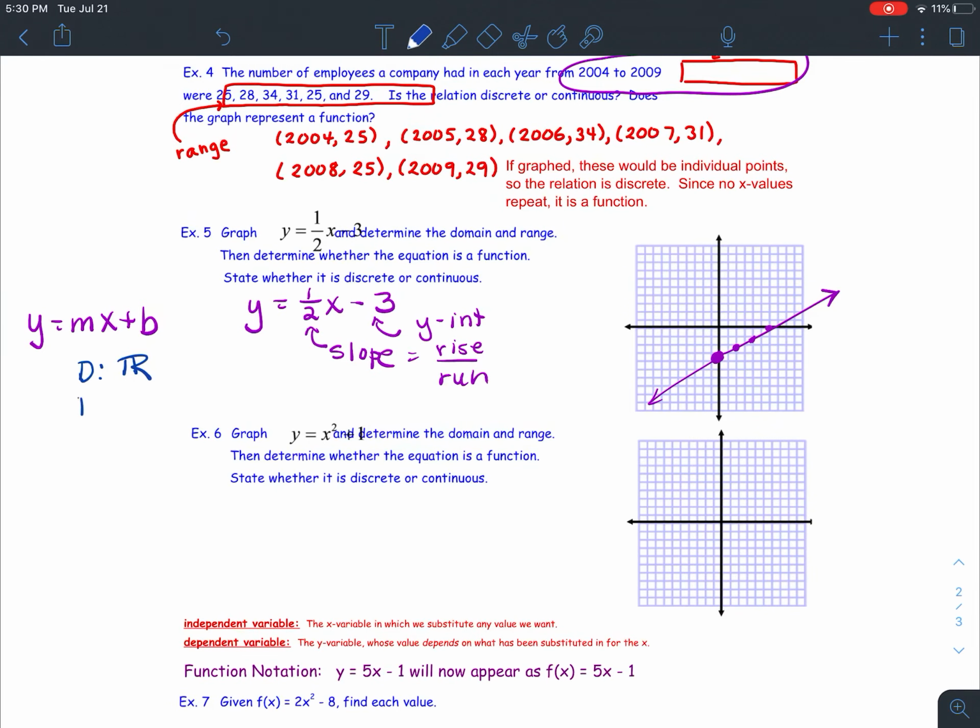Okay, I can make the same argument for the range. Again, this line goes down forever and up forever, so it would include all real numbers for the range. Okay, so I've determined the domain and range.